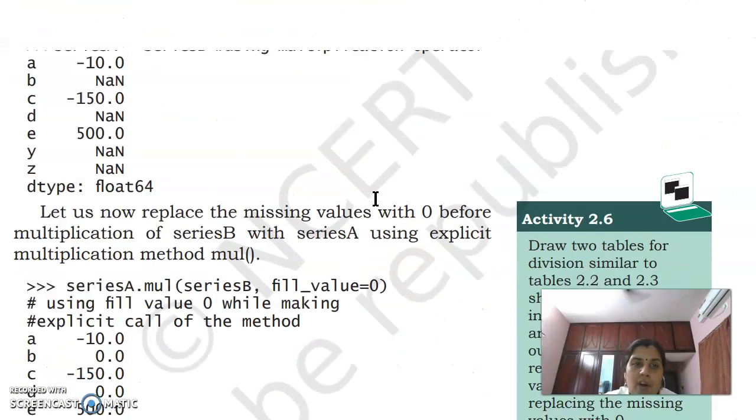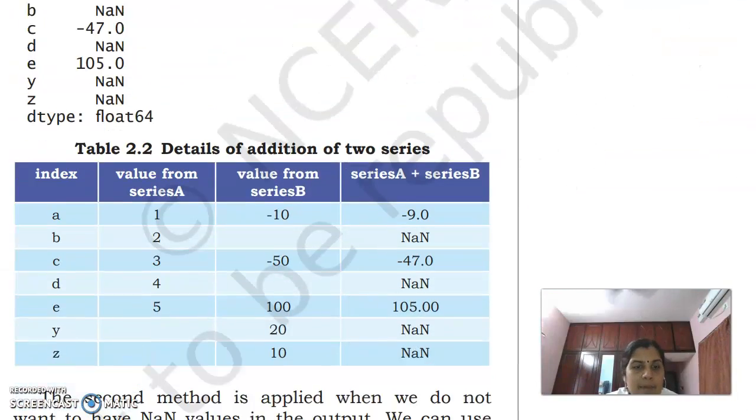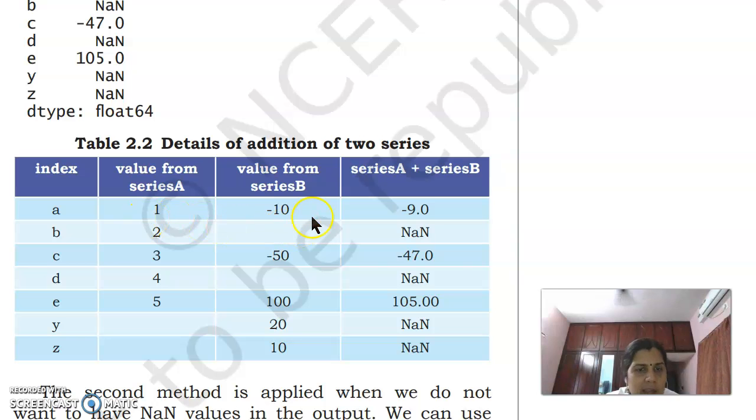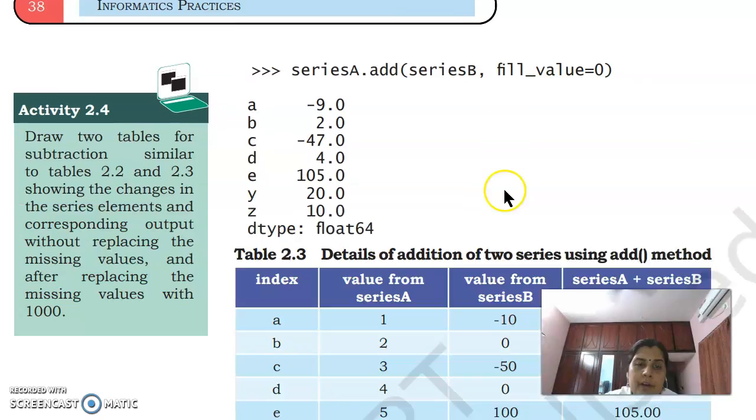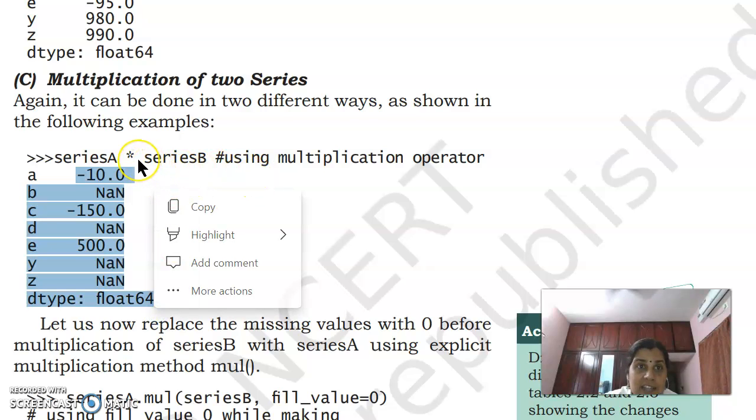Next, multiplication of two series is the next question. For multiplication, the star operator is used as well as the dot mul function. What happens? We use the star operator. This is our example. 1 into minus 10 will give minus 10 as the result. 2 into not a number will give NaN as the result. We can check the result. So this is the star operator.